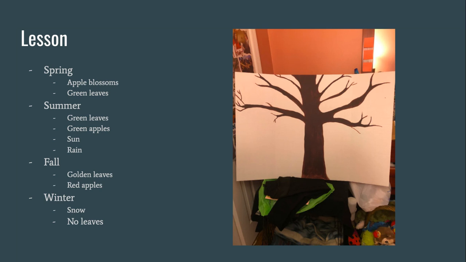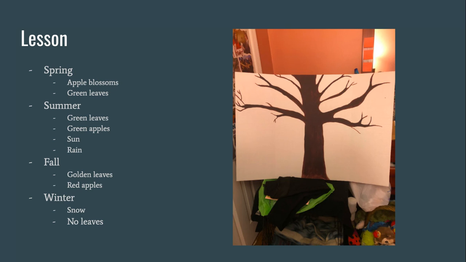So the students, as I was going along with the story, would come up, take off, or put on something for our tree. For example, the story started off with spring, and spring had apple blossoms and green leaves. So I would always ask the students, well, what do you see now? What's different? What colors do you see now for spring? And then they'll say, well, I see the apple blossoms, and they are pink and white, and then I see green leaves, and I see a bee.